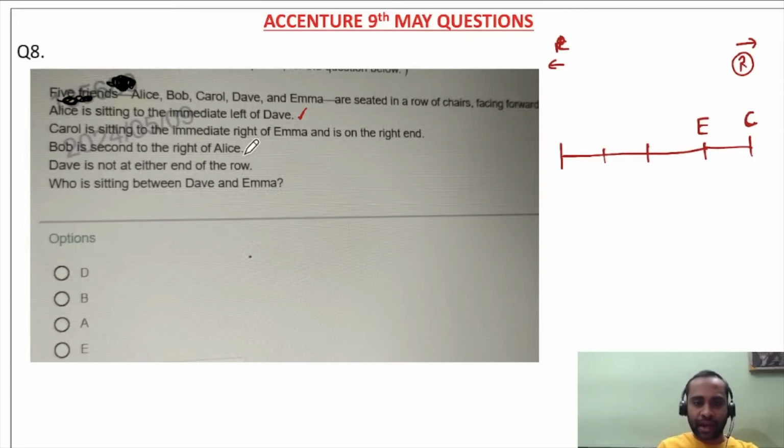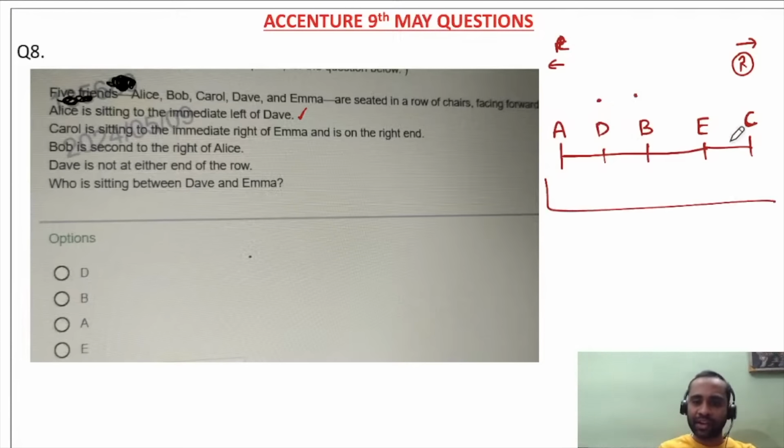Bob is second to the right of Alice. So definitely I'll have to put Bob here and Alice here. Then only 1 and 2 are possible for second right. There are no other options available to us. And then Dave. So Dave is remaining. So we will put Dave here.